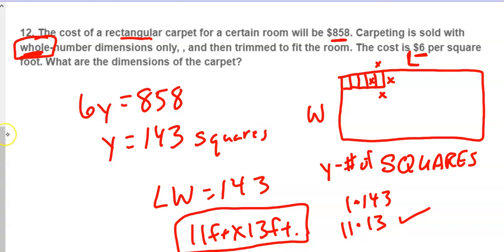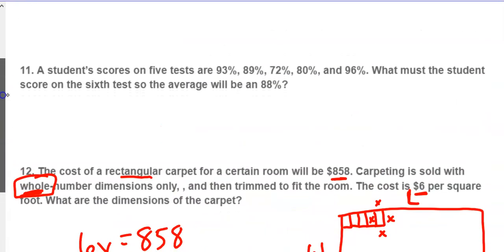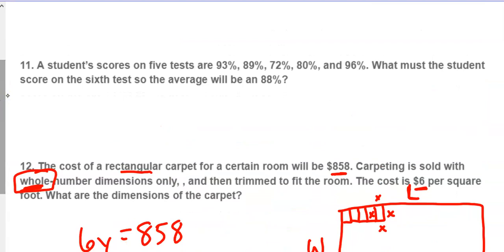All right. And let's just jump right back here to 11 real quick. On 11, it says a student's scores on 5 tests are the following. What must a student score on the 6th test? So the average would be 88%. Now in this case, I'm not going to convert any of these to a decimal. I'm going to leave them as is. But again, let's think about how do we come up with an average. You add up all the numbers, so you do the sum divided by the total number.